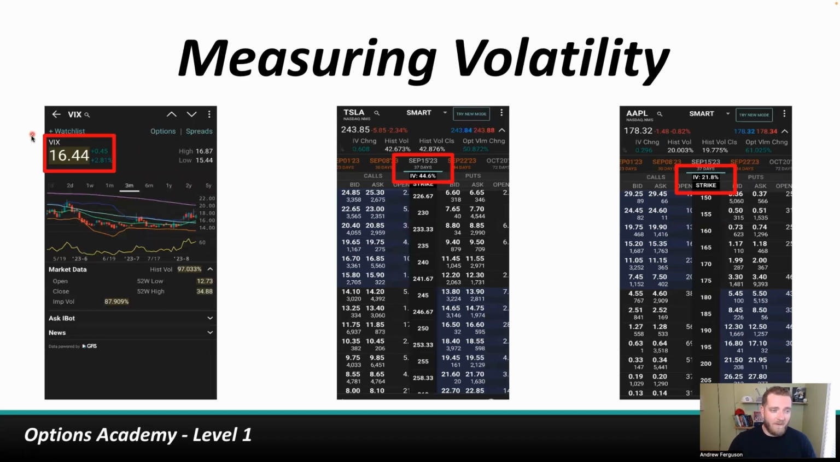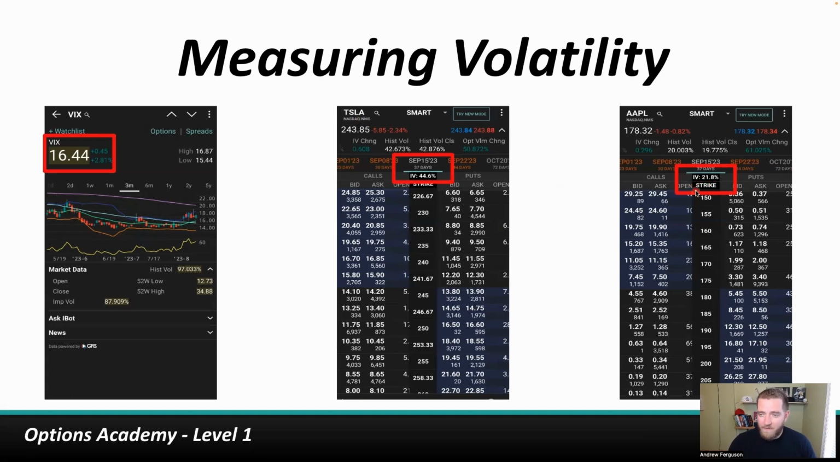And again, this is a measure of the volatility for the entire stock market. Sometimes it's referred to as the fear index in the market. It just gives you a snapshot of how much volatility there is in the current trading conditions. In the middle, you have Tesla's option chain for a 37-day expiration, and you can see the IV right there, 44.6% versus Apple, the same 37-day till expiration, and an IV of 21.8%.